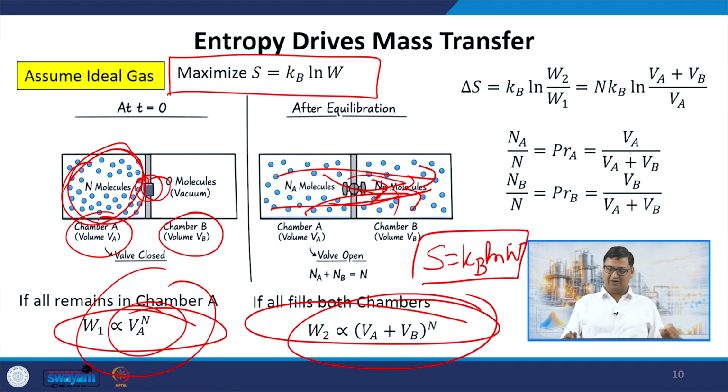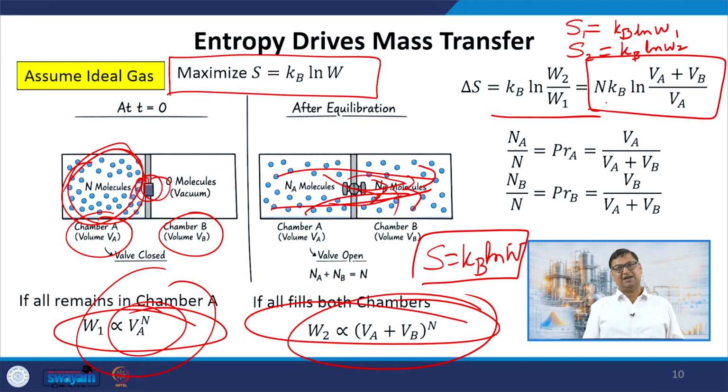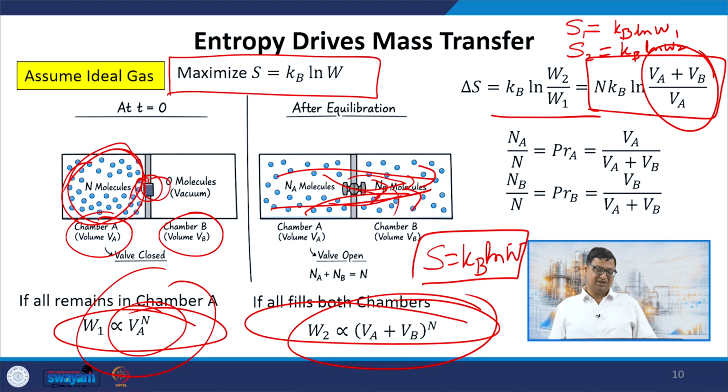As soon as you open the valve, in the beginning, W1 was VA to the power n, so the entropy was something like Kb ln W1, and after that it is something like Kb ln W2. Therefore the entropy change S2 minus S1 is Kb ln W2 by W1, and that is a positive number. Why? Because VA plus VB by VA is higher than 1, so this gives me a positive number. So if the entropy change is positive, the system is actually increasing its entropy.